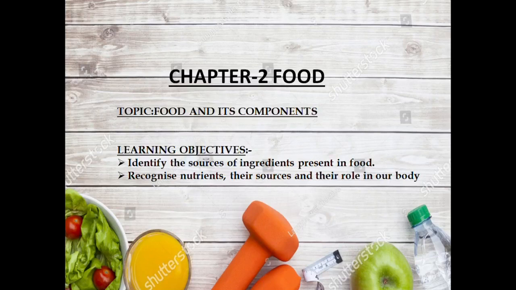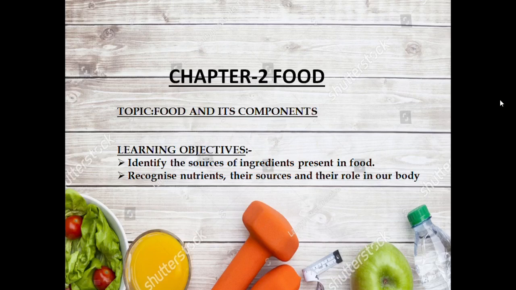Hope all of you have done the last lectures, homework, and all the activities. You have done the book reading, and all the things might be clear to you. And I hope you all have watched the Tata Edge video today. It must be clear which topic we are going to discuss. So today's topic is food and its components.